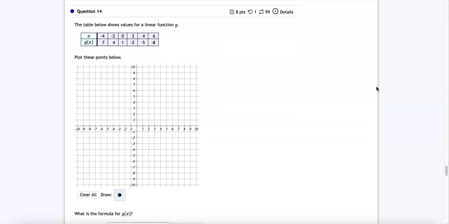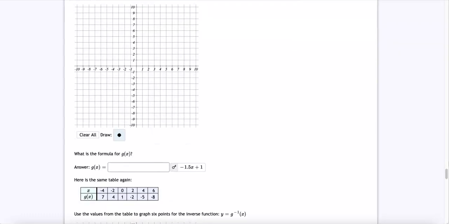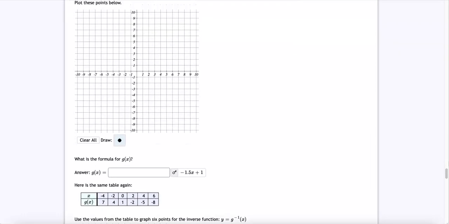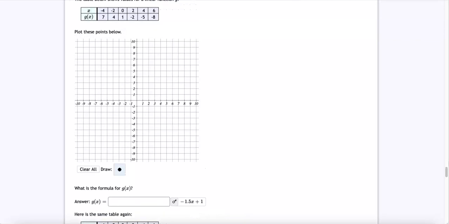Okay, so here we are given a table for g. We're supposed to plot the points. That's rather straightforward. You just plot all those points on the XY coordinate system. And then it says, what is the formula for g of x? So then you come up with an equation of the line through the points. And that's something that we've done before. And you should have done something like this in Algebra 1.